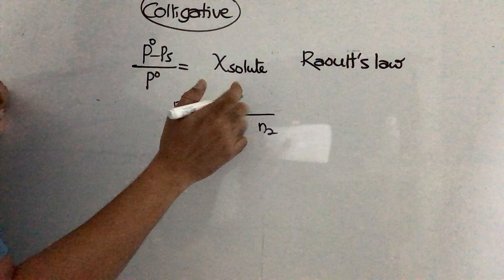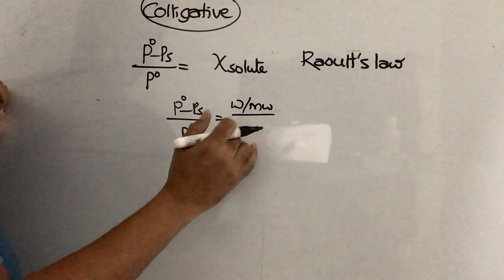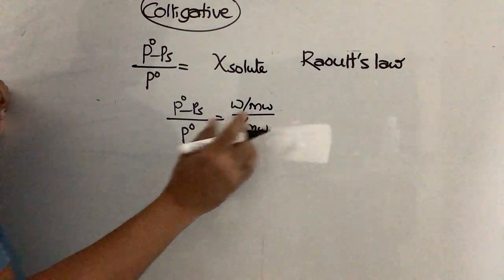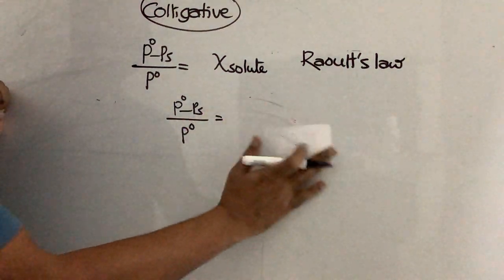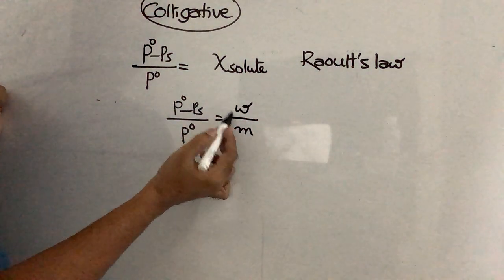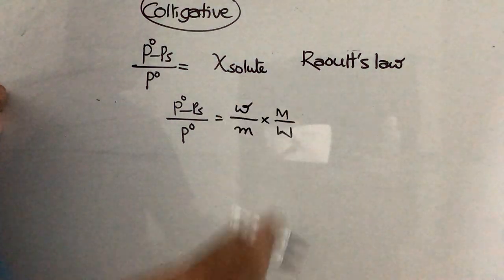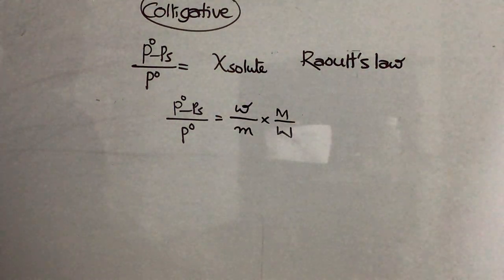In place of n1 we can write weight by molecular weight. In place of n2 again we can write weight by molecular weight. So overall you can write w by small m, solute weight by molecular weight, into molecular weight by weight. This is applicable for very dilute solutions only.